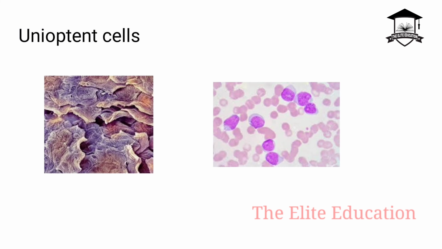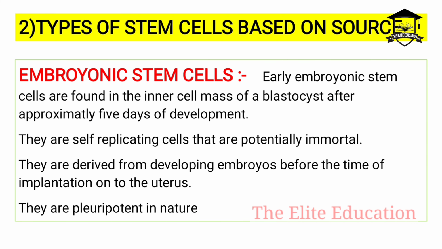And the next one is types of stem cells based on the source. Embryonic stem cells. Early embryonic stem cells are found in the inner cell mass of the blastocyst after approximately 5 days of development. Okay, so these cells are usually derived from embryos that are 5 days old. They are self-replicating cells that are potentially immortal. So these are those powerful kinds of cells.